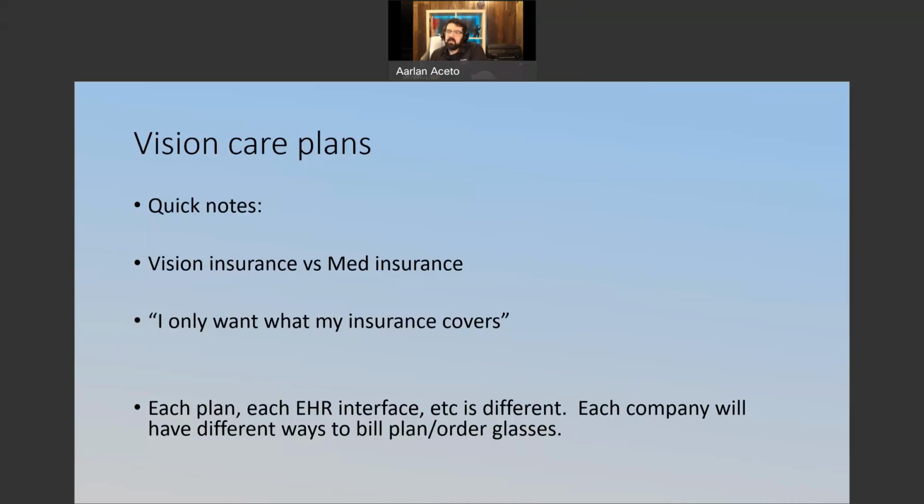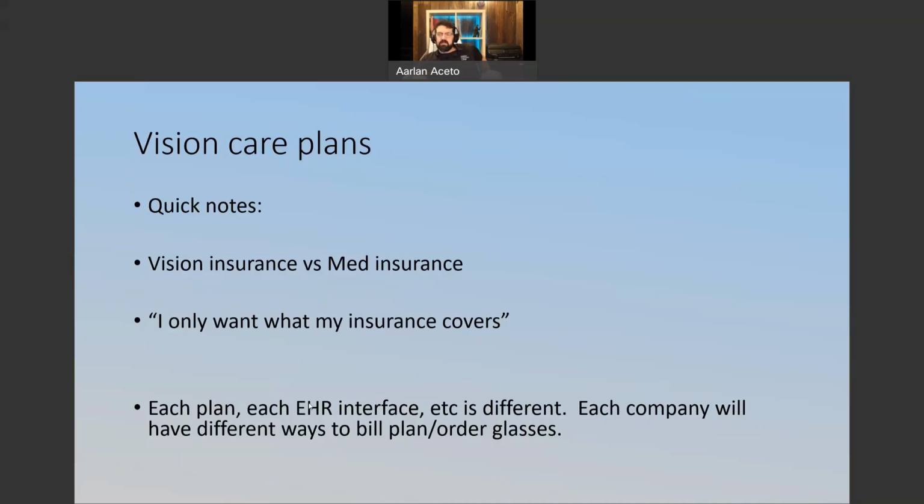Some people say, I just want what my insurance covers. It's a $100 pair of glasses that they got for free, but it doesn't have the bells and whistles and the technology and the benefits that it needs. Try to avoid that. When they say, I only want what my insurance covers, there's a way to sell around those objections to get them what they need and what they deserve. And if they have an insurance vision discount plan, you can get it for a substantial savings over what it would cost without insurance.